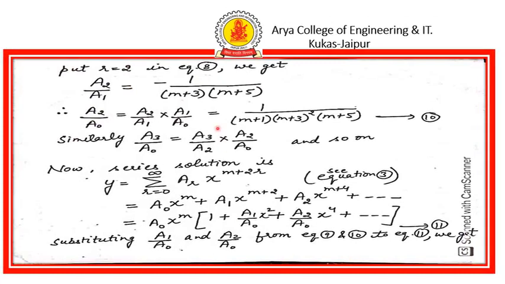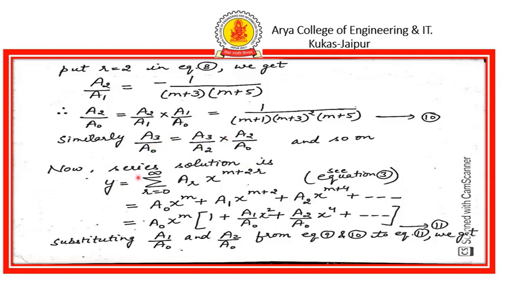Put r equals 2 in equation 8, we get the value of a2 by a1. But we have to calculate the value of a2 by a0, which is calculated by a2 by a1 into a1 by a0. After substituting the values of a2 by a1 and a1 by a0 from previous equations, we get equation number 10. Similarly, to find the value of a3 by a0, we calculate a3 by a2 into a2 by a0 and so on.